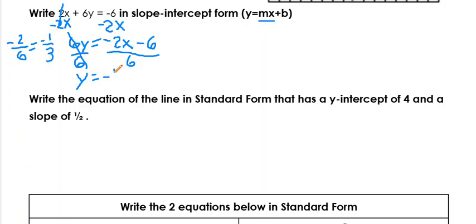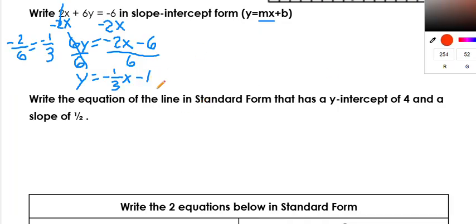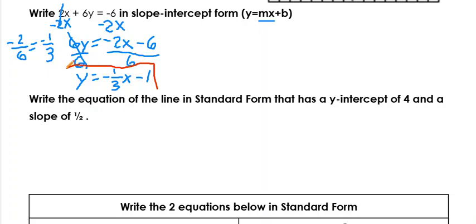So my slope is negative 1/3. And then the slope is always attached with the x in slope-intercept form. Negative 6 divided by 6 is negative 1. And then there's my equation in slope-intercept form right there. That's my answer. Okay? All right, last one here for standard form.